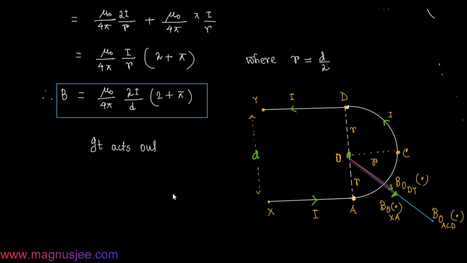And the net magnetic field induction at O due to the three parts, that is due to the long straight conductor XA, the semicircular wire ACD and the part DY, all are acting outwards. That's why the net magnetic field induction, that is B, is also acting outwards.